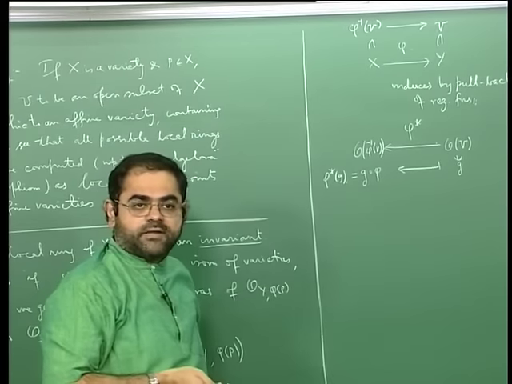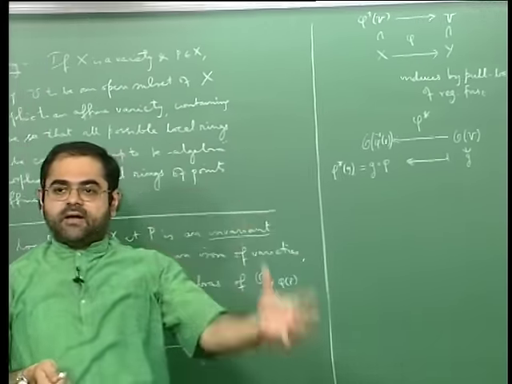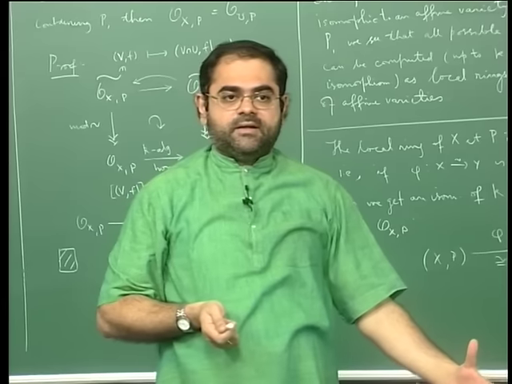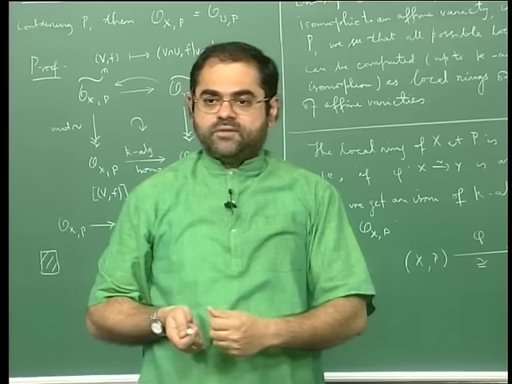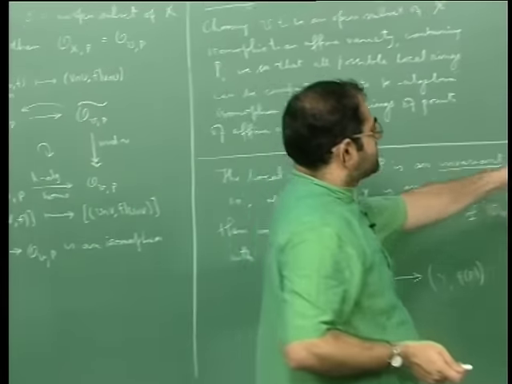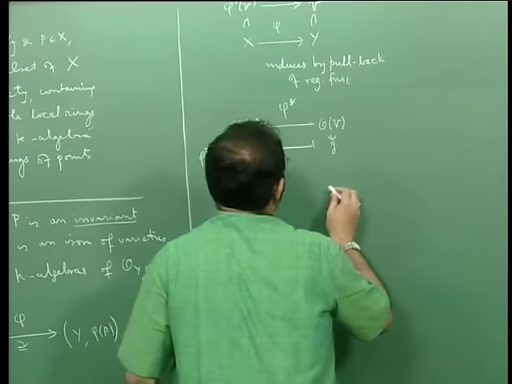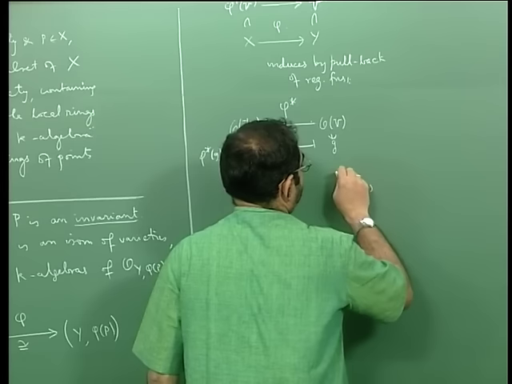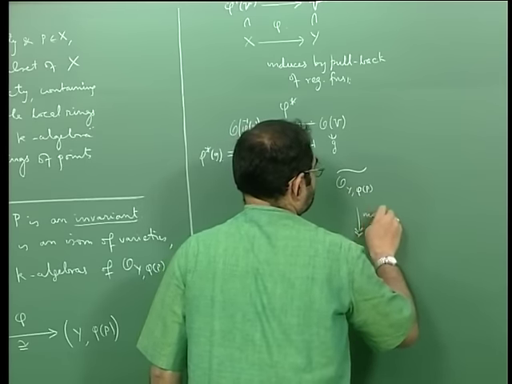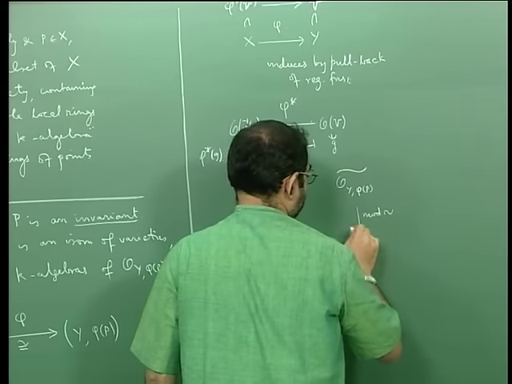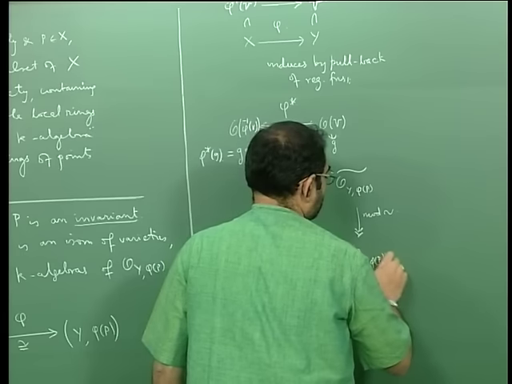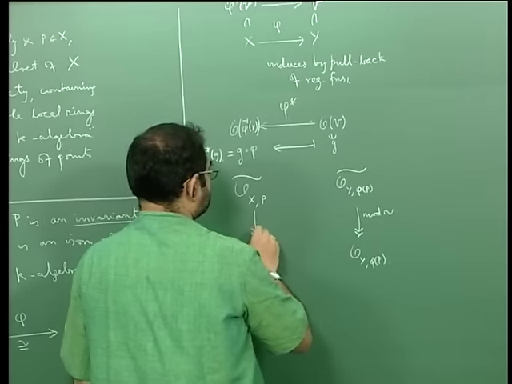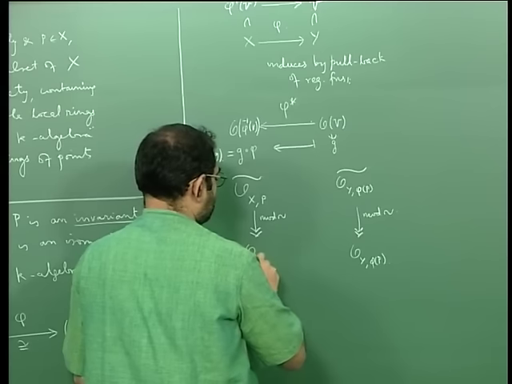This is part of the definition of a morphism. The definition of a morphism is a continuous map which, given any open subset of the target and a regular function on it, pulls it back to give you a regular function on the inverse image of that open set in the source. Once you have this, you have O_{y, phi(p)} tilde, whose quotient by the equivalence relation as I defined earlier gives you the local ring of y at phi(p), and you have O_{x, p} tilde, whose quotient by the corresponding equivalence relation gives you the local ring of x at p.